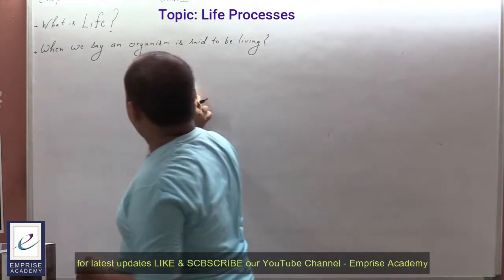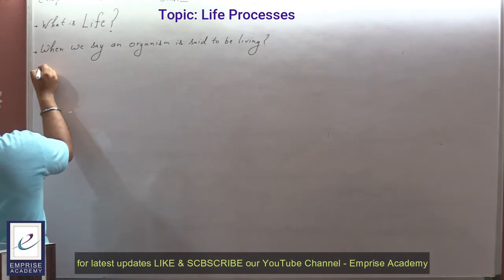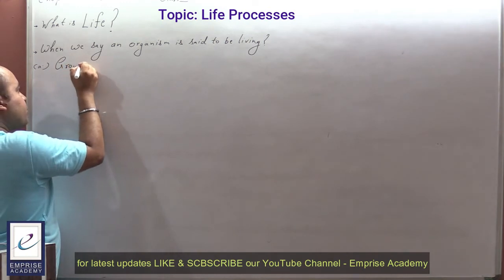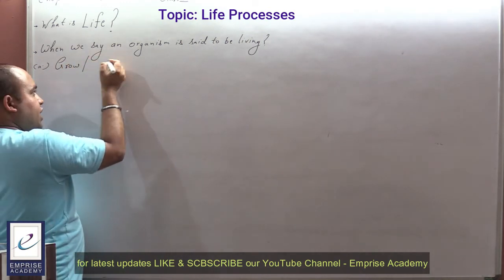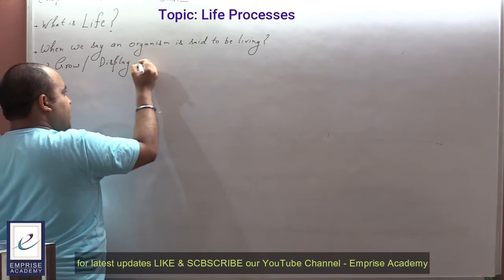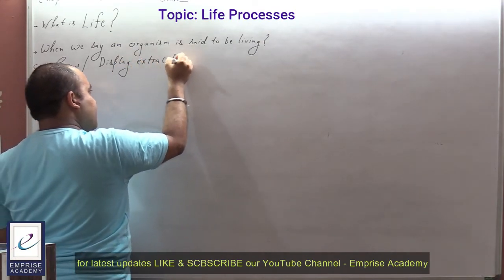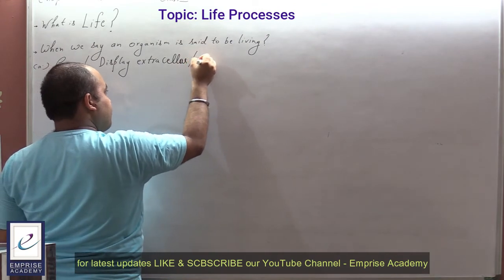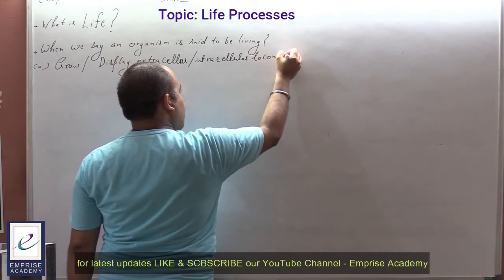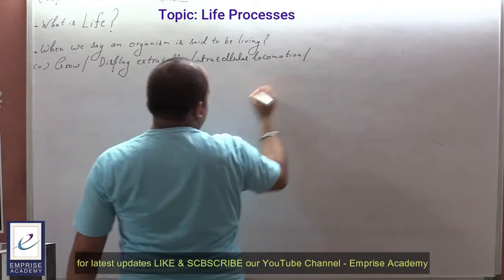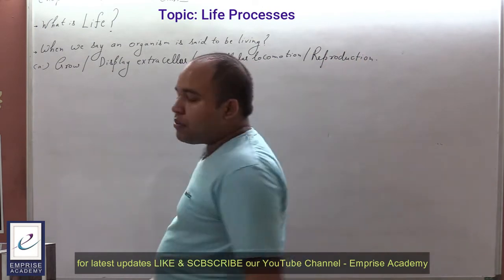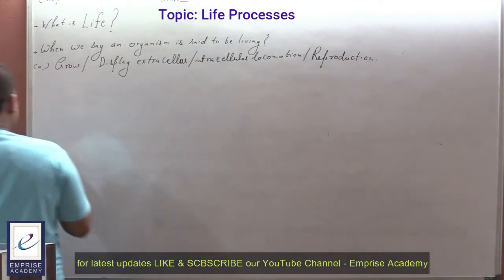Now there is a question: an organism is said to be living when the organism can grow, can move or display locomotion, or has the capability for reproduction. Now what do you mean by life processes?